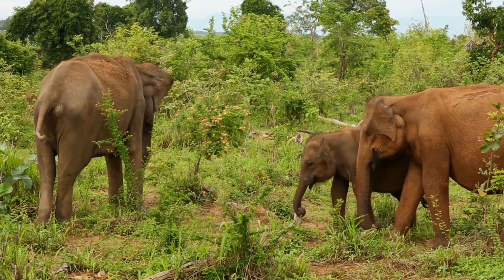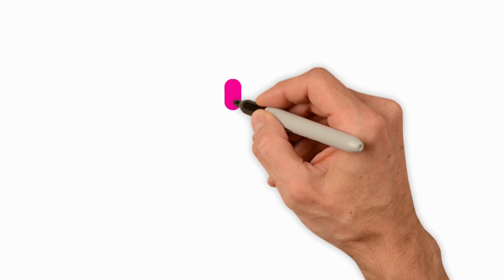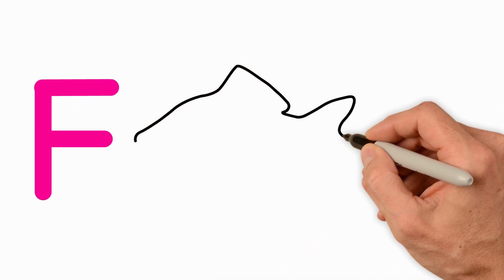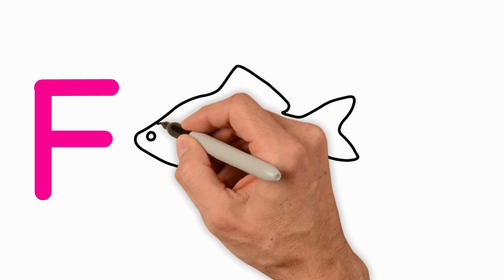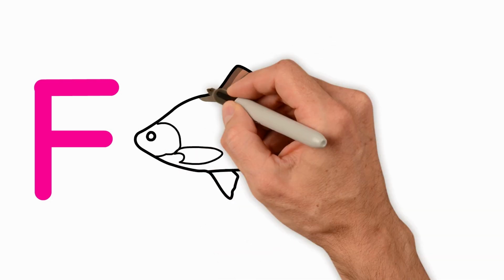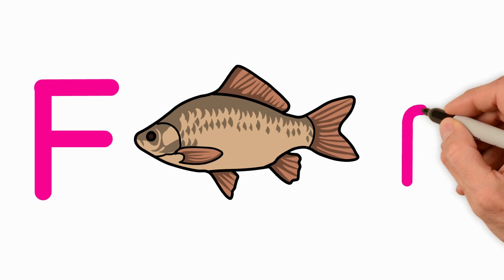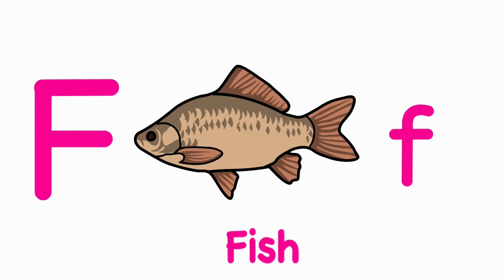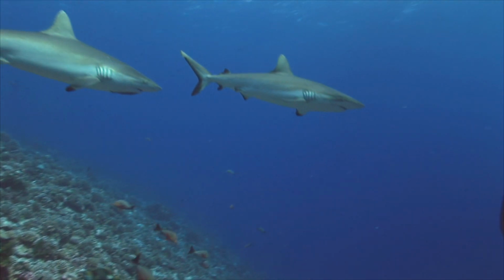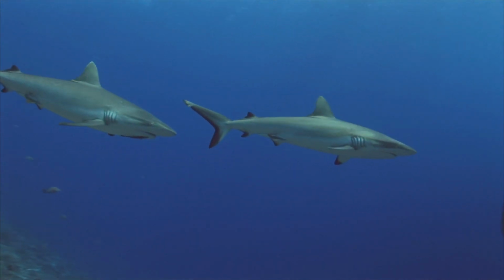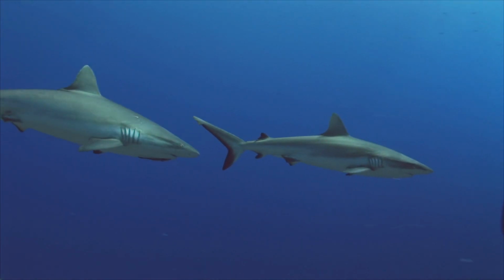A, B, C, D, E, F, G. H, I, J, K, L, M, N, O, P. Q, R, F for fish. F for fish. Next time, won't you sing with me? Come on, kids. F for fish.